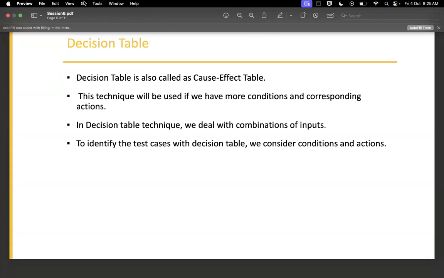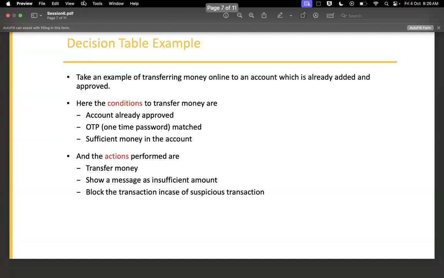So what happens in this diagram, basically, is we have some conditions, and based on those conditions you take some action. There are a considerable number of conditions, and based on those respective conditions you take the respective action, guys. So what we do is consider those actions and inputs, and we try to create our test cases in the decision table.